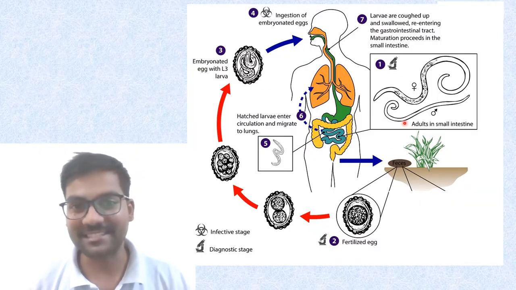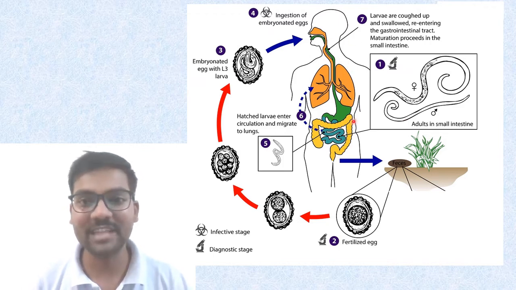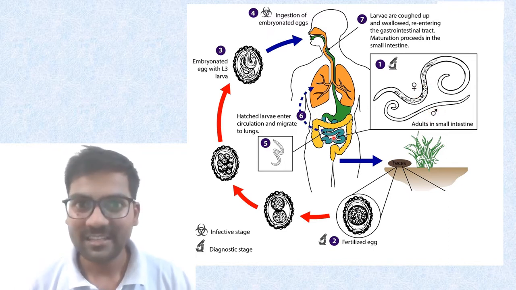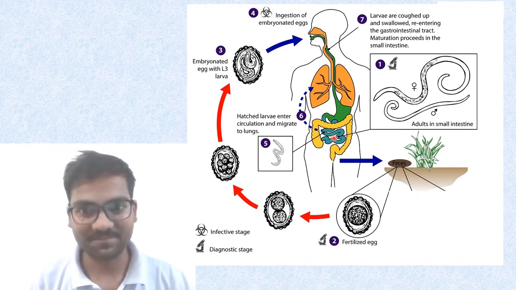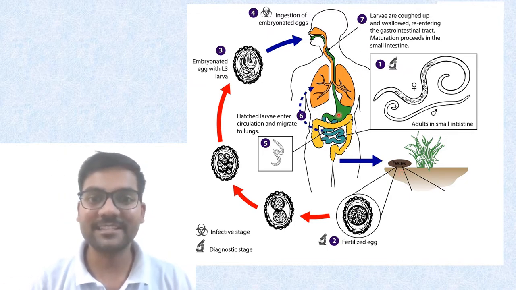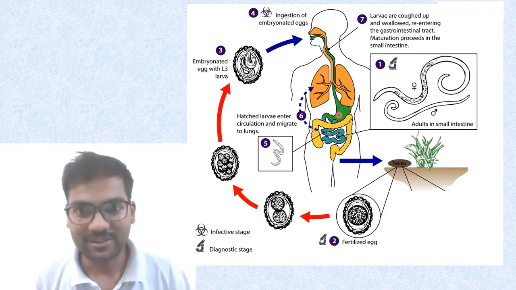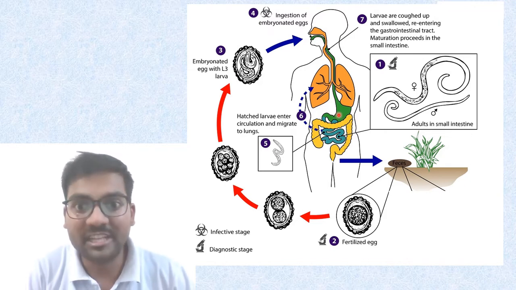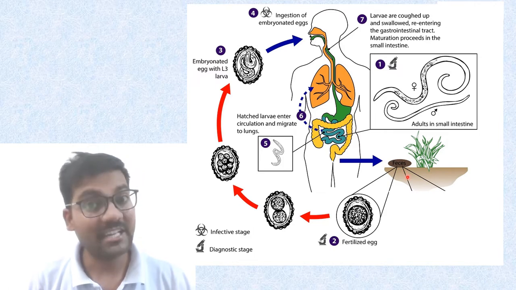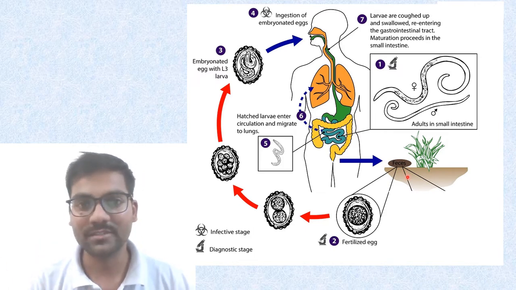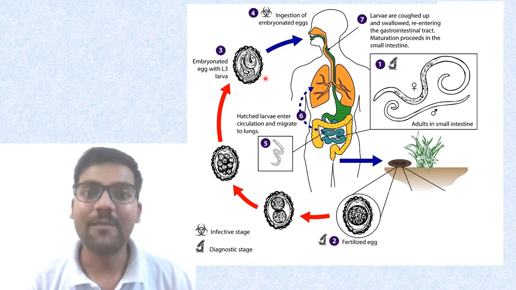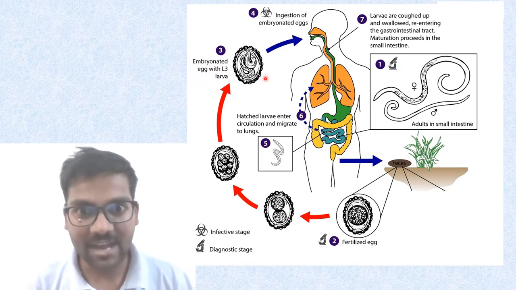Life cycle of Ascaris. Suppose this is a person infected with Ascaris. Male and female Ascaris are present in the intestine. They will give eggs. These eggs will be passed in stool. And this person is passing stool in open farmland. There are vegetables, there is food, edible material, there are fruits in the farming land. This feces containing eggs will contaminate this food, fruits or vegetables. Now the egg in feces will develop into larva.